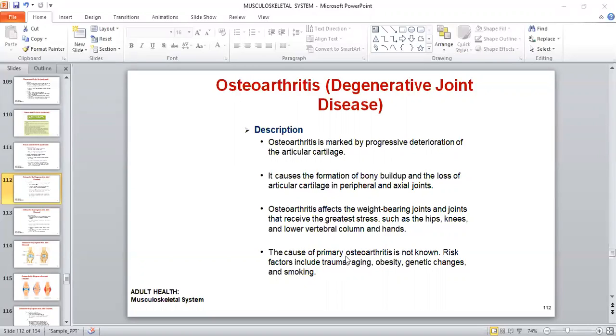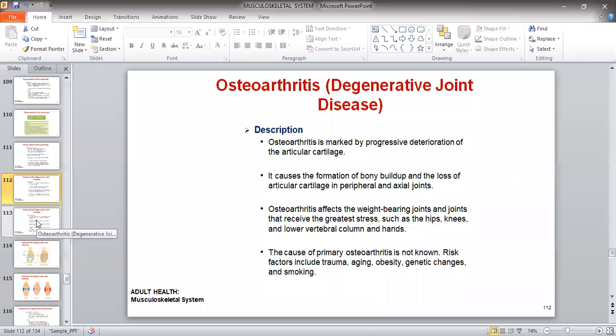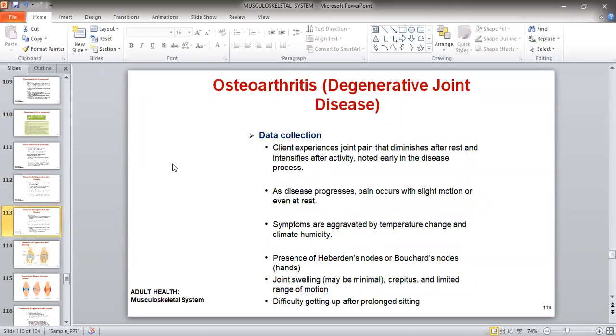The cause of primary osteoarthritis is not known. Risk factors include trauma, aging, obesity, genetic change, and smoking. These are the risk factors. What else? What are the signs and symptoms of osteoarthritis? It is a degenerative joint disease, right? Degenerative.